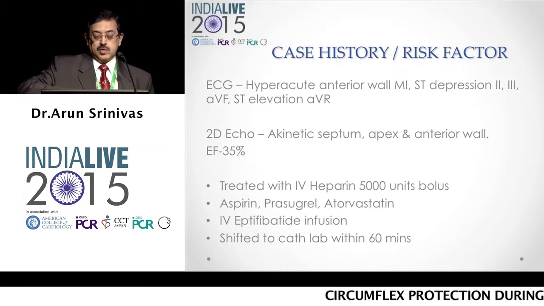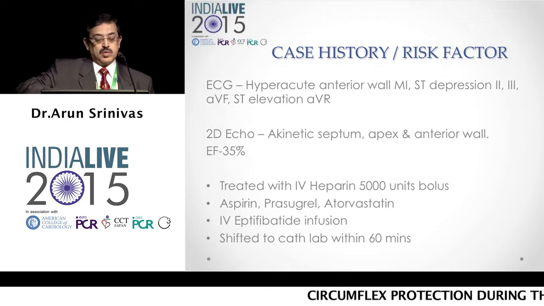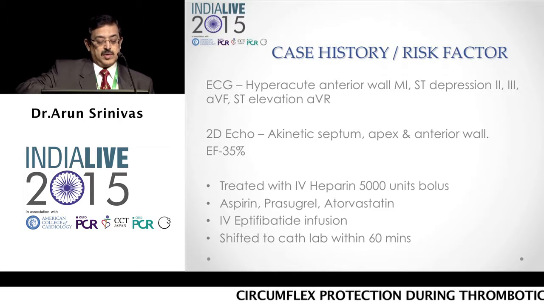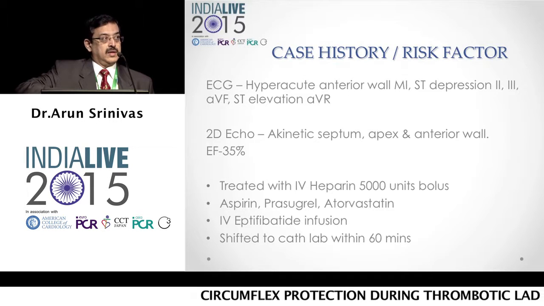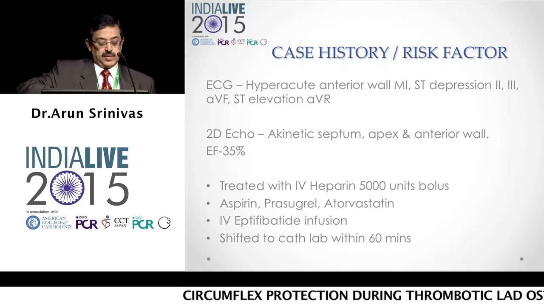ECG showed a hyperacute anterior wall MI with ST depression in 2, 3, AVF and ST elevation in AVR, suggesting a very proximal or osteal-LAD lesion. His 2D echocardiogram on admission showed an akinetic septum, apex and anterior wall with an approximate ejection fraction of about 35%.